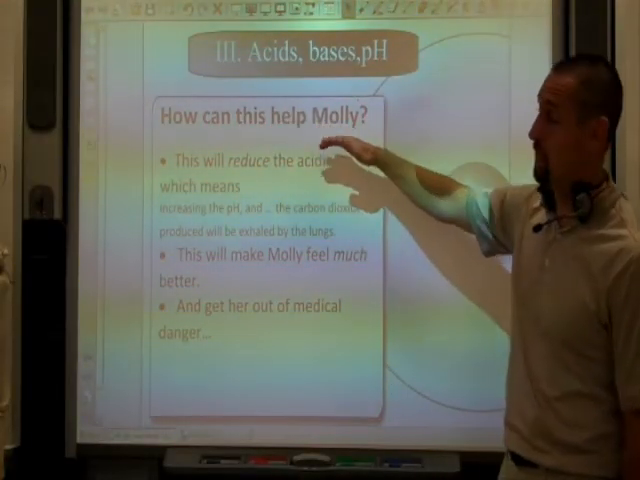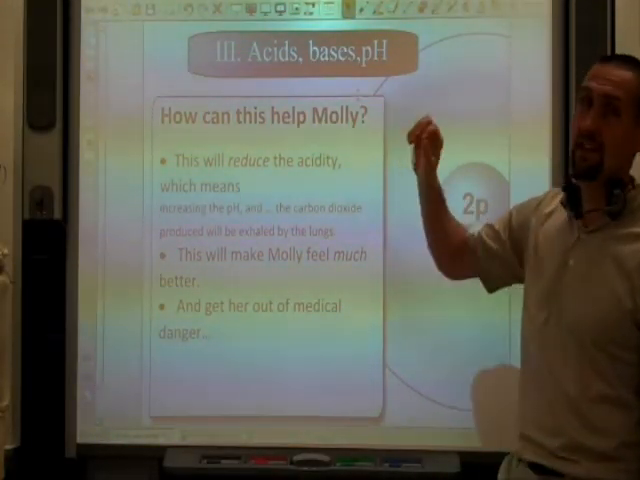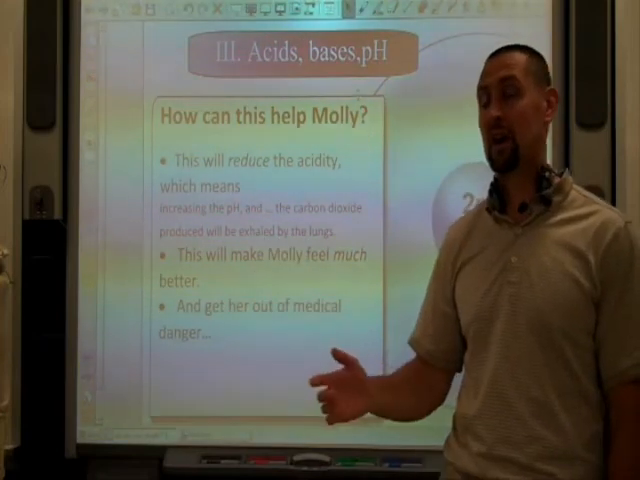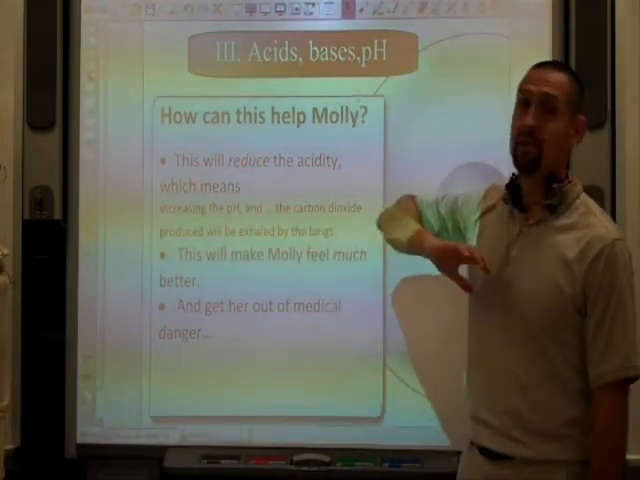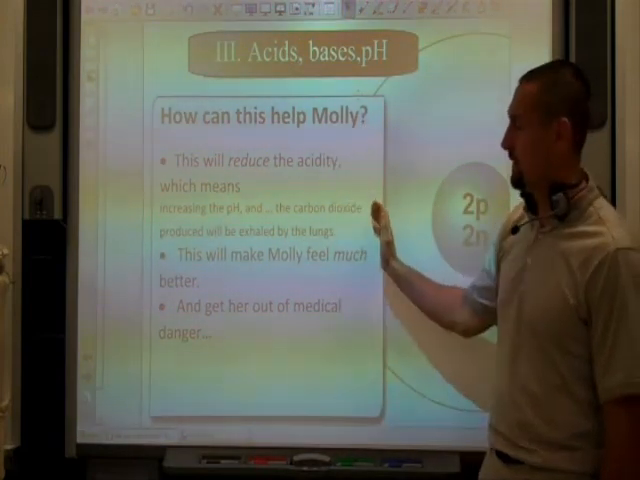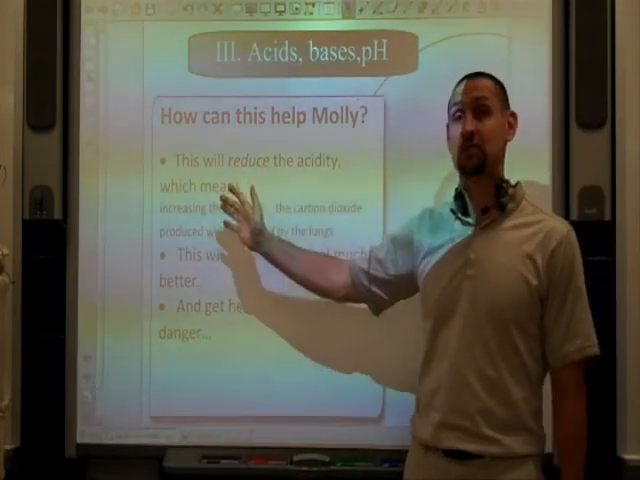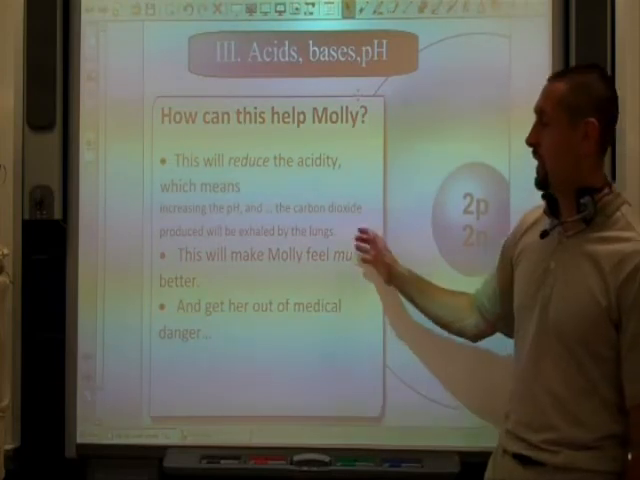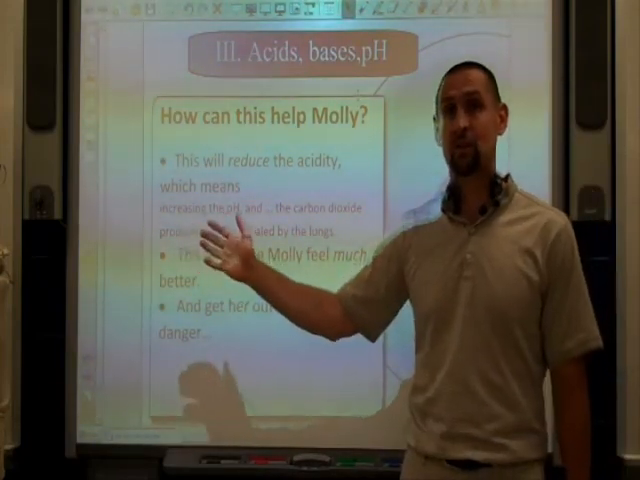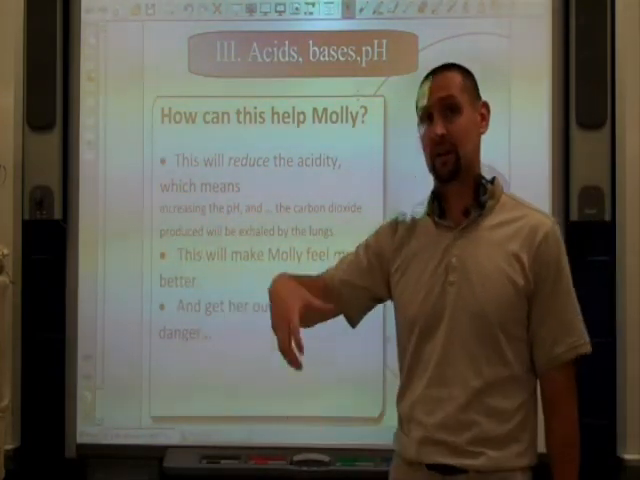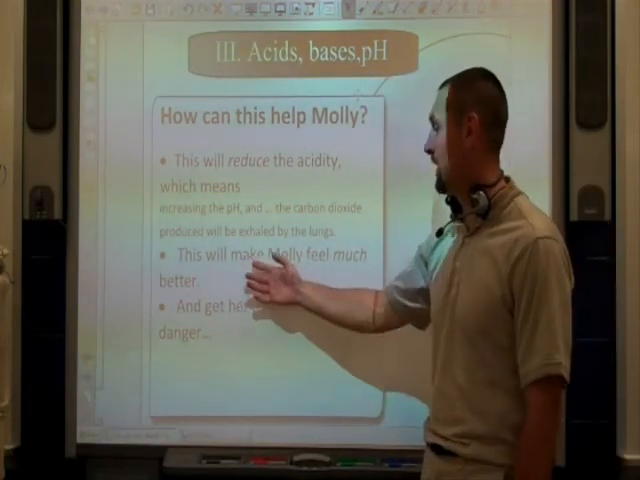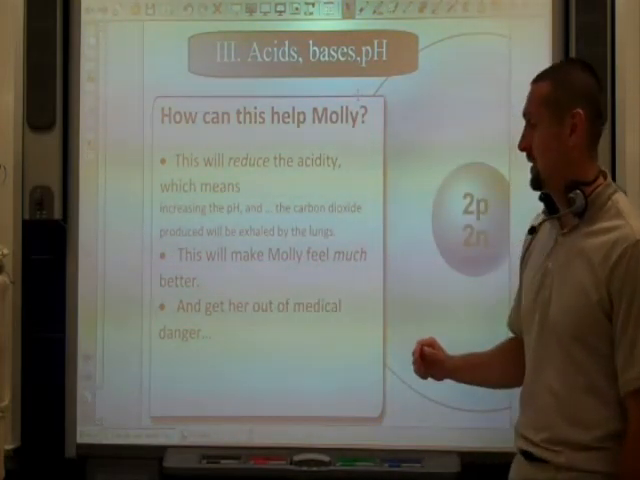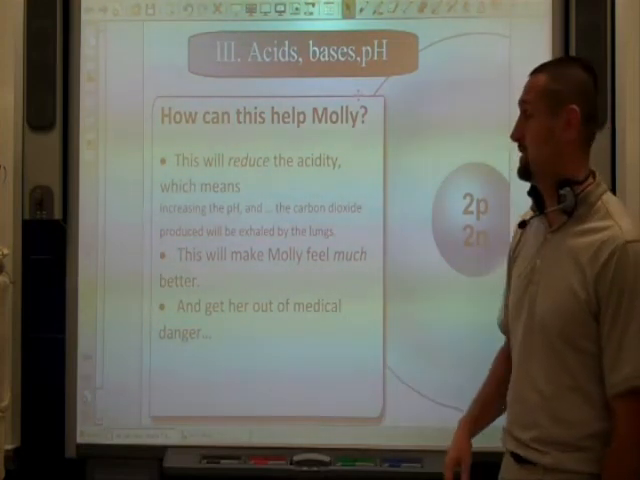How can this help Molly? Well, one of the main things is that the pH of her blood will begin to rise. Here's how. As she's breathing out the carbon dioxide, we're driving that reaction this way. We're unable to make as much carbonic acid. Without that carbonic acid, the pH of the blood begins to rise back into the normal range. And that's going to help Molly feel much better and get her out of some danger.